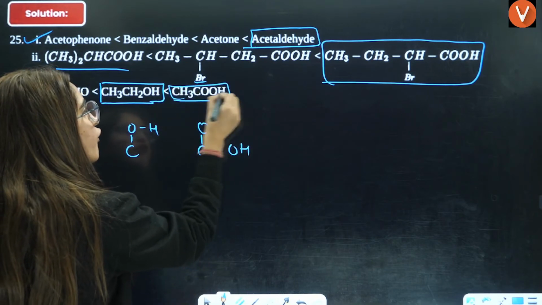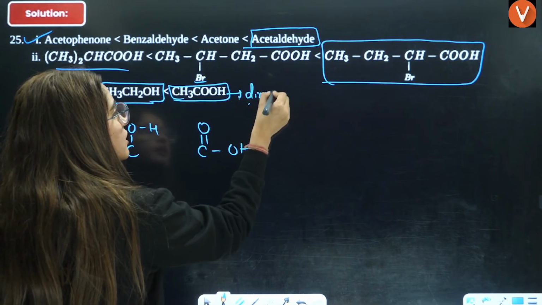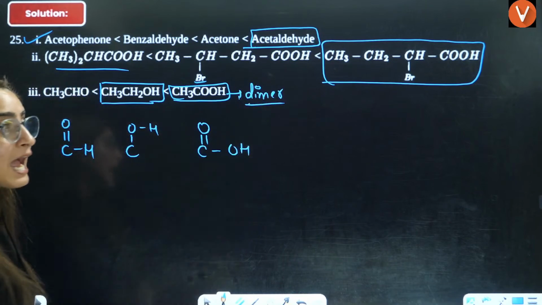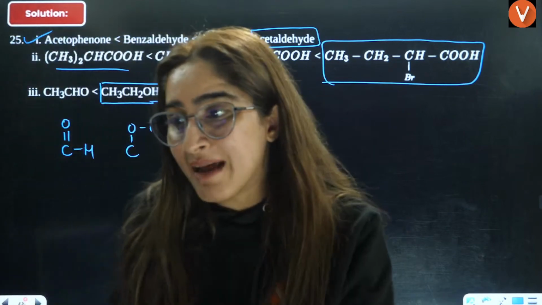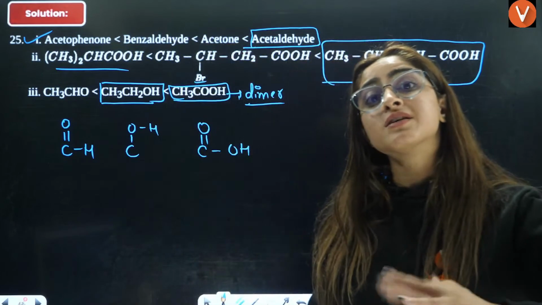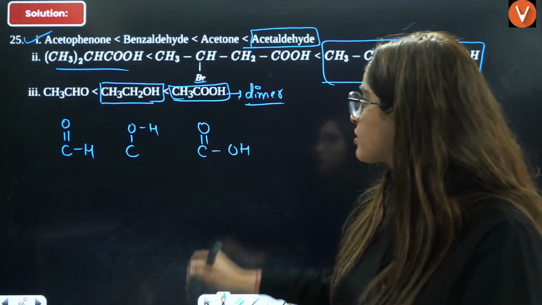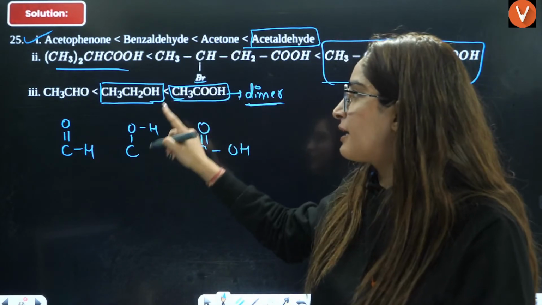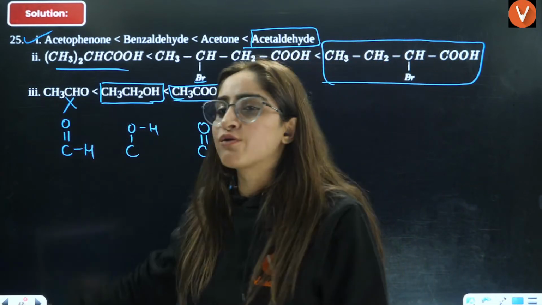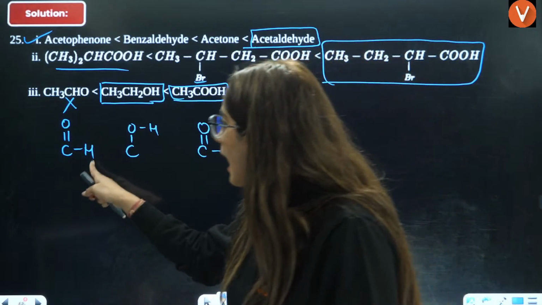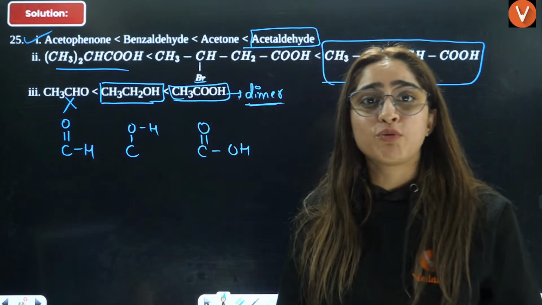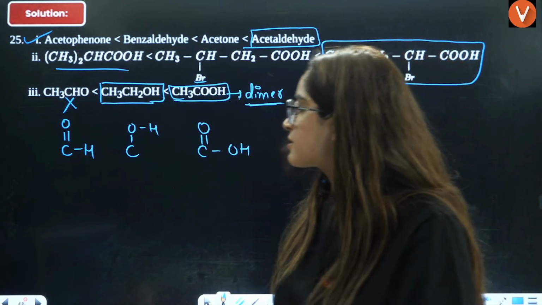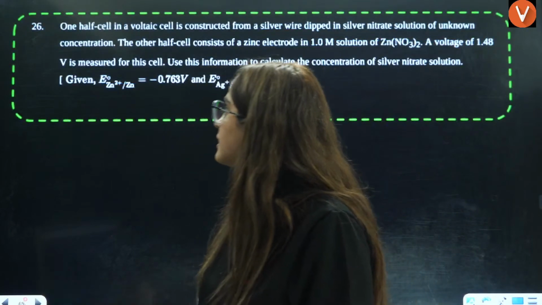So this will form a dimer. Okay? This will form a dimer, and the dimer due to hydrogen bonding is even more stable than the hydrogen bonding. So this is going to have maximum force of attraction compared to ethanol. Here you don't have hydrogen bonding, right? Because hydrogen is not directly connected to any electronegative element. So this is the correct answer, right?